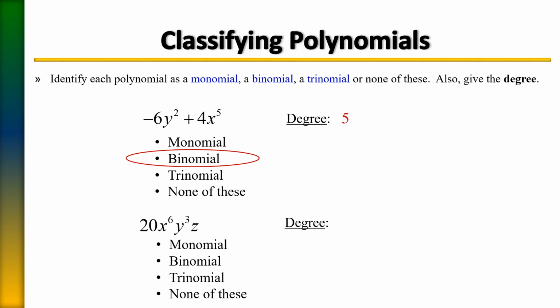How about the next example? 20x to the 6th power, y to the 3rd power, z. They're all bunched together. There's no plus or minus sign that is adding on another term or subtracting another term. So it's just 1. And what do we call one that has 1? You got it. It is a monomial. And what is the degree of that monomial? So recall, to find that, you're going to have to add up all the exponents of the variables, and that will give you a degree of 10.